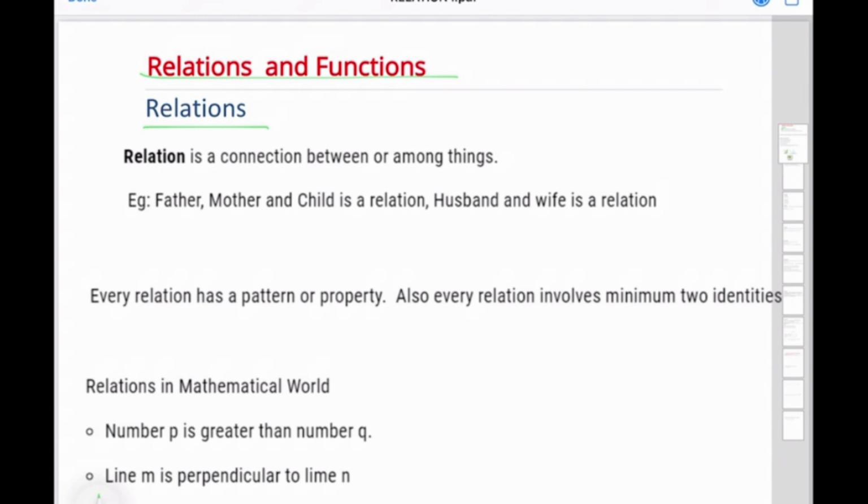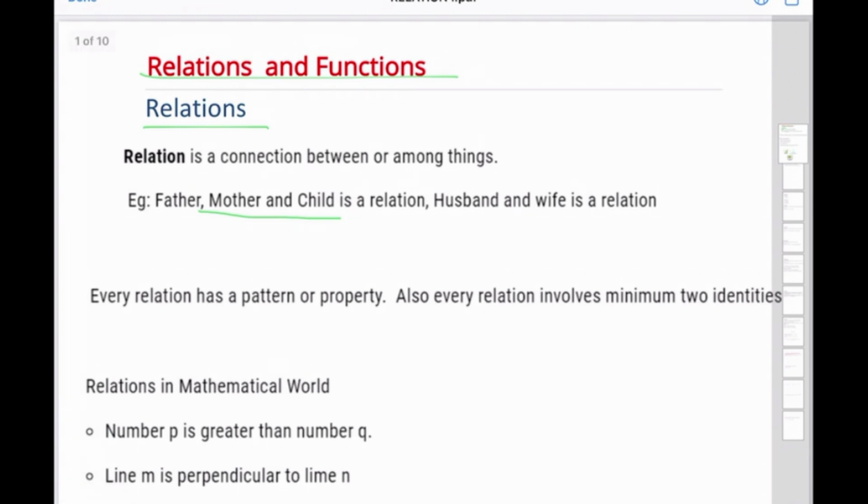In general language we say that mother and child have a relation, a father and the child have a relation, a husband and a wife have a relation. In the same way, in maths also we can relate two quantities. So relating two or more quantities, we use the relation there.